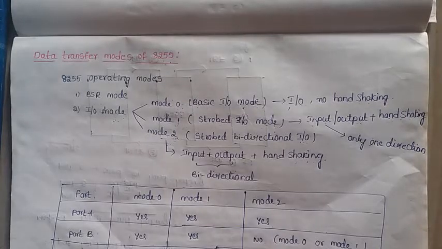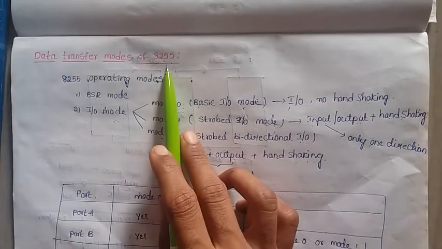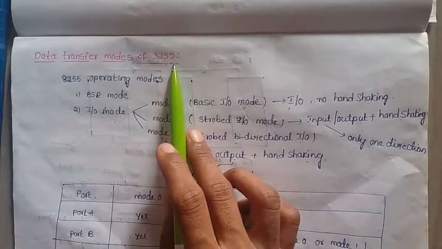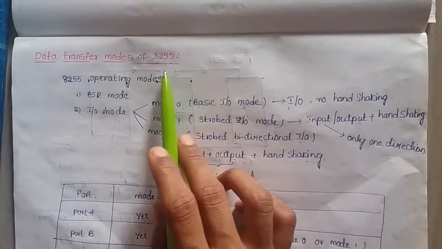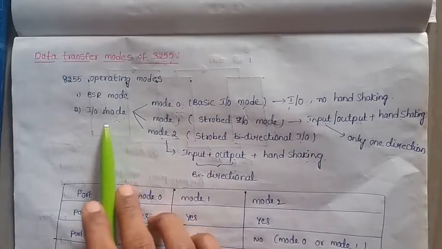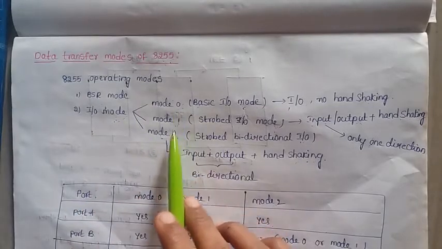I am going to explain about data transfer modes of 8255. You know very well, 8255 is a device and it has three ports, port A, port B and port C. By using those three ports, we can connect many I/O devices to the CPU, and it can be operated in two modes, BSR mode and IO mode. Under IO mode, again we have mode 0, mode 1, mode 2.